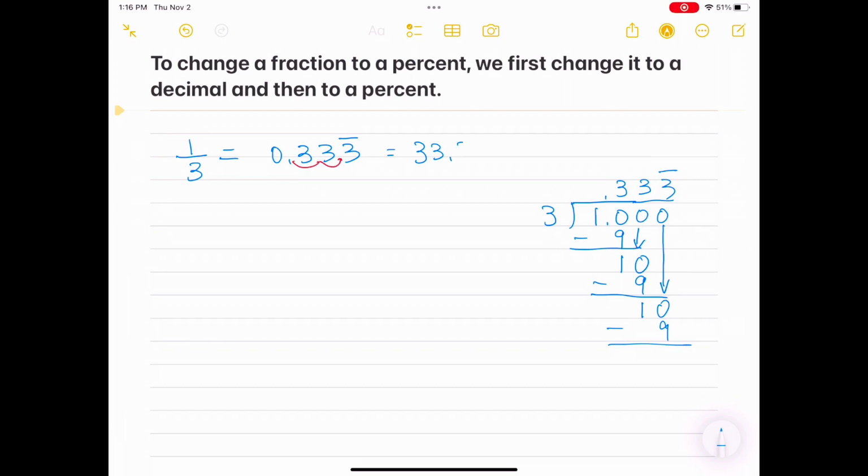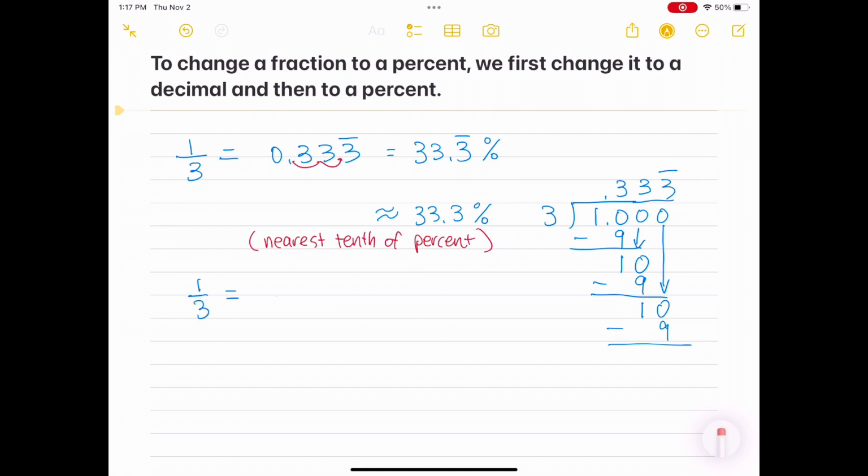You can round to the nearest tenth, so that this would be 33.3%, but that is an approximation. The squiggly equal sign means approximately equal to 33.3% to the nearest tenth of a percent, or you can make this a more precise calculation.